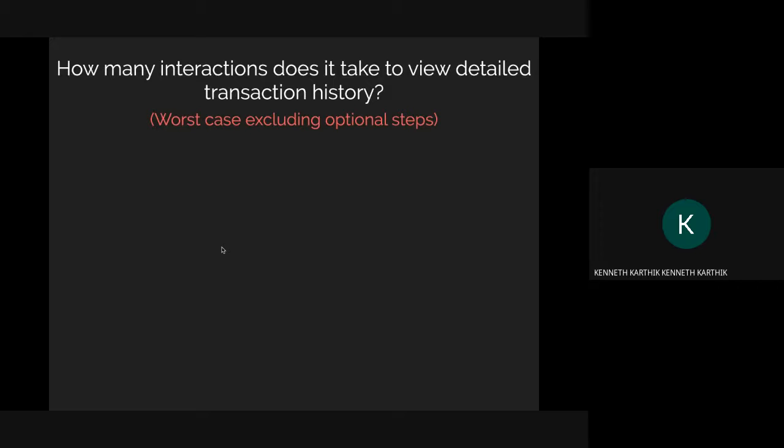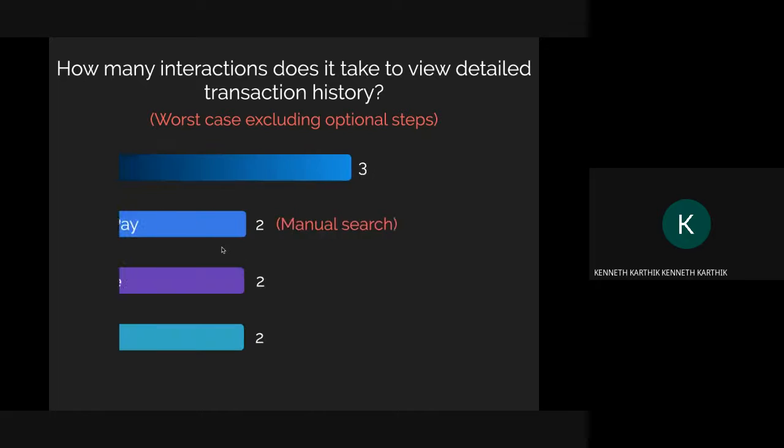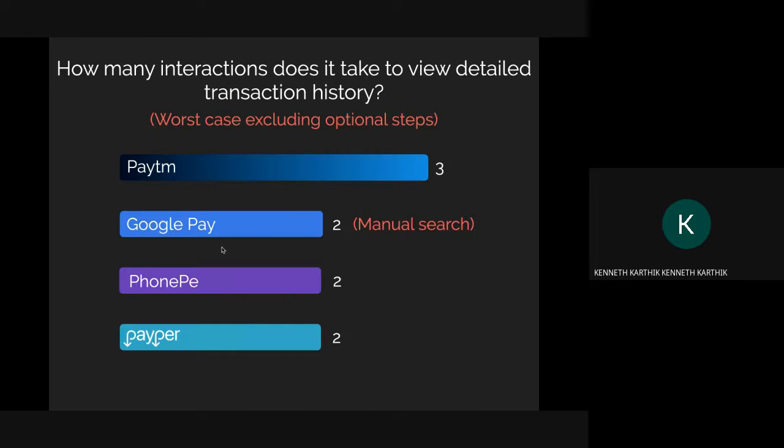So how many interactions does it take to view the history? Is that also time consuming? So Paytm, since they didn't have exactly a normal history, their history was buried within 2-3 versions. You have to go within your wallet, and then you have to go to your transaction history. And Google Pay did not at the time have a manual search. They didn't have a history at all.